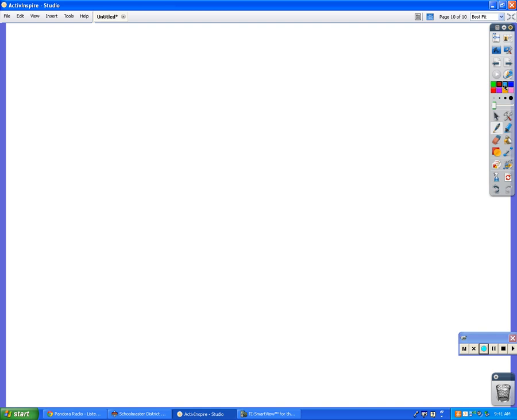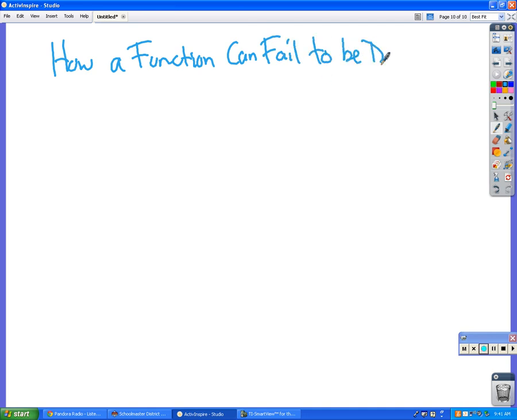Okay, so then the last thing that we need to know about this is that there are some ways that the function can be non-differentiable. How a function can fail to be differentiable.